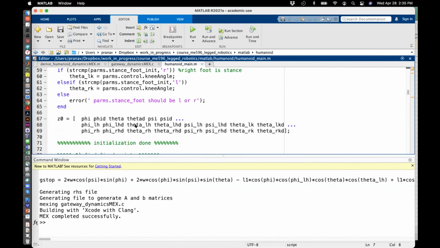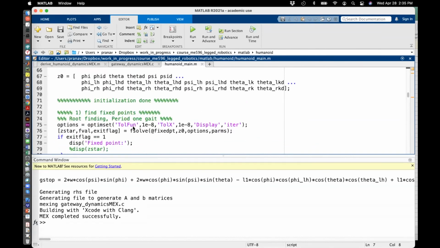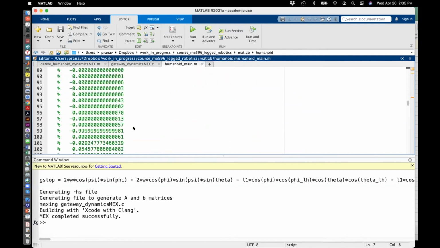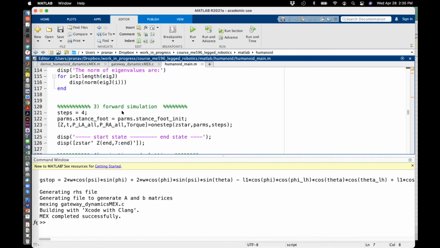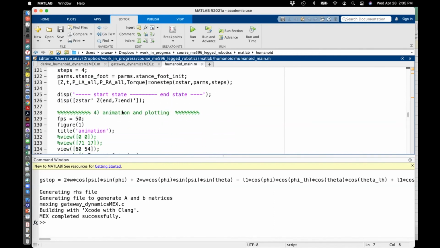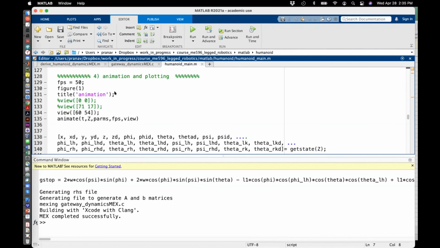I initialize the state. I'm actually solving for a walking solution, so a periodic solution. So I'm using a root finder. Once I find the root, I find the Jacobian of the map. And once I find the Jacobian, I do some forward simulation for 4 steps. So let me run this.